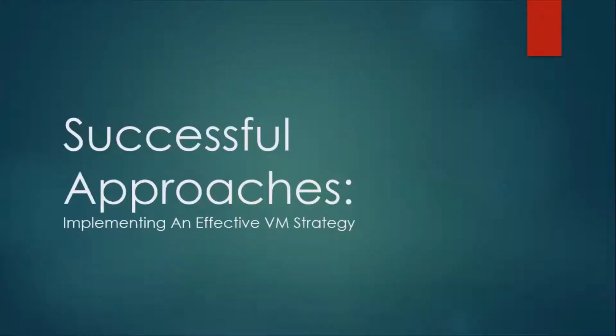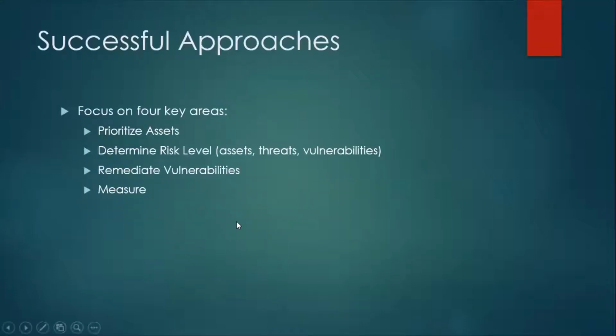So what is the successful approach of an effective VM strategy? The first approach is to prioritize your assets. You need to identify what assets you have in your organization and what the priority of each is. If a business says this is critical to me, you need to go and rate them and understand everything about these particular assets. Then determine the risk level. You take the asset value, you take the threat percentage, and you take the vulnerabilities you have. You understand the risk level and then start the patching.